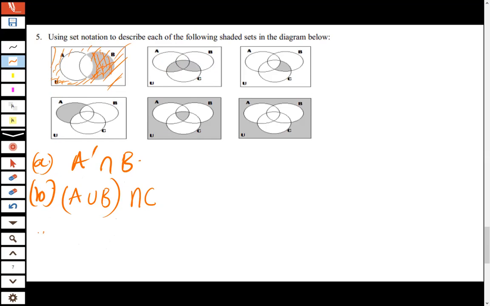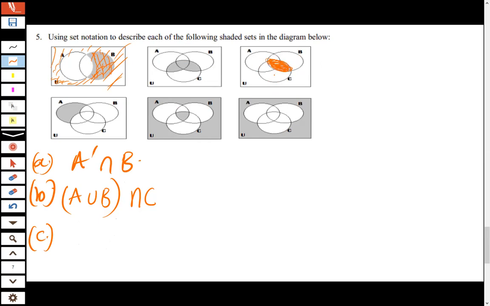Then the other part, which is part C, this one. This is the same as B intersection C. When we say B intersection C, let me shade B intersection C. So B intersection C is simply this part here.